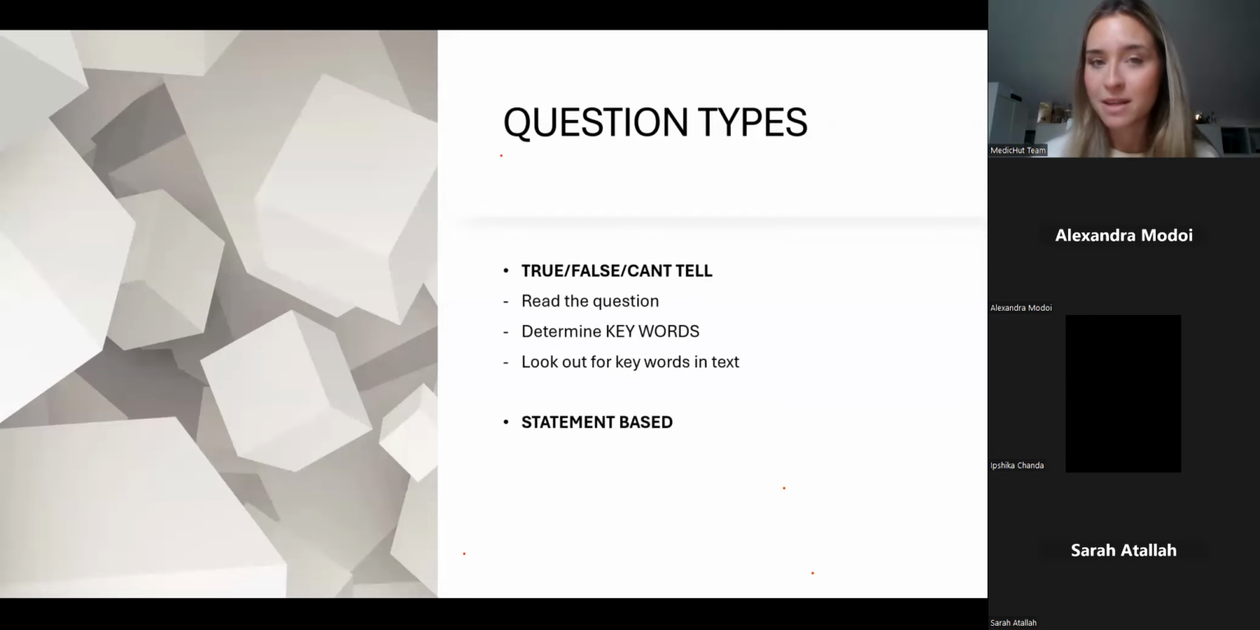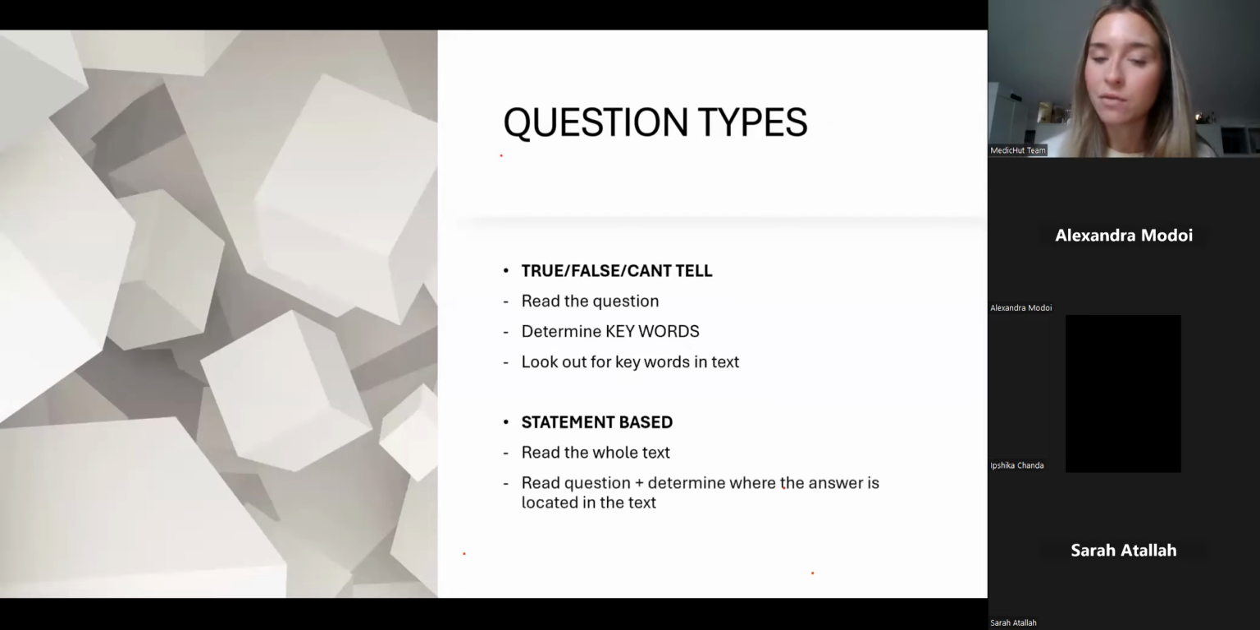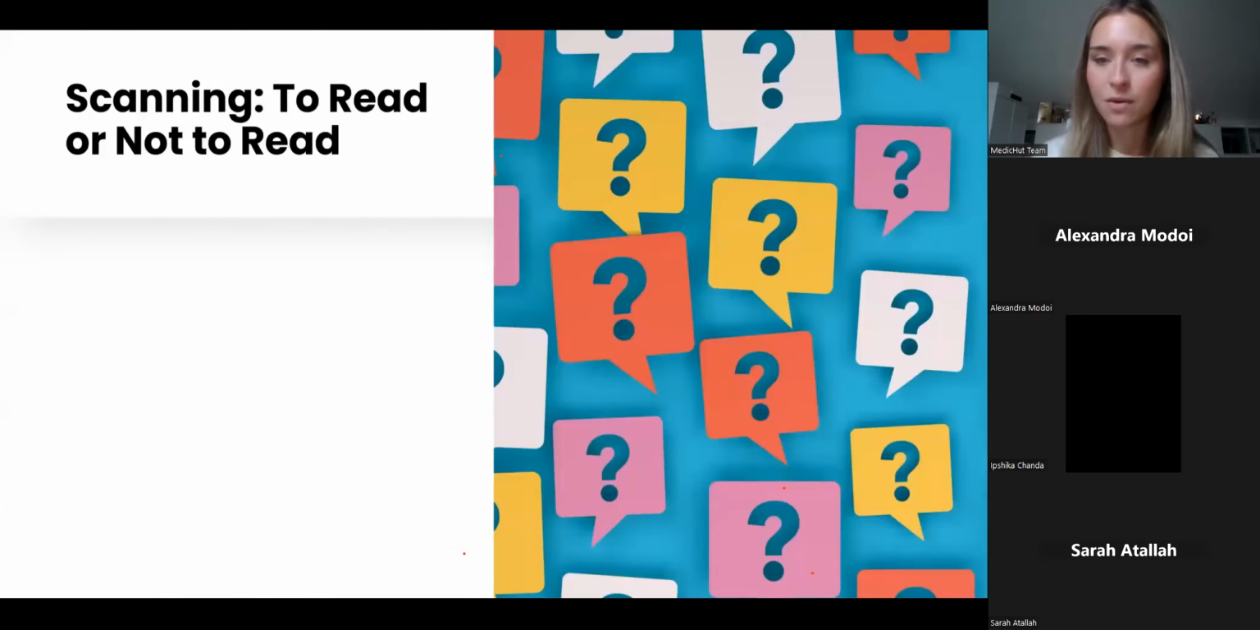The next question type is a statement-based question, and these are usually a lot trickier to answer. But for these ones, what we usually recommend is that you read the whole of the text to gain an understanding of what it's actually talking about, and then read the question and determine where in the text the answer might be located. And we'll obviously have a go at answering these later on together as well. Find your answer and then select it from the options given to you.